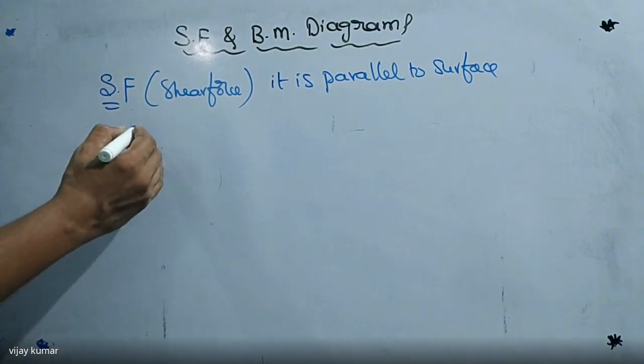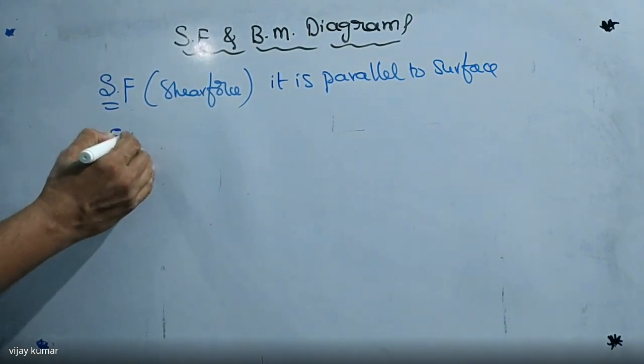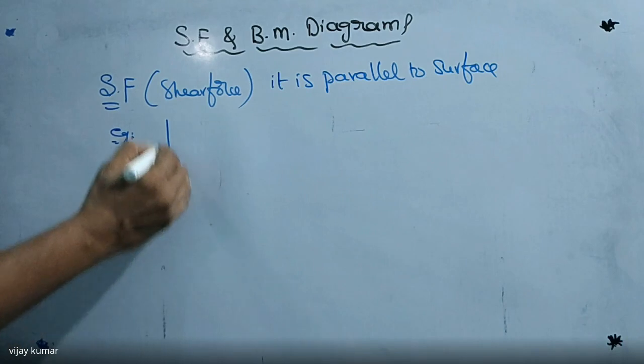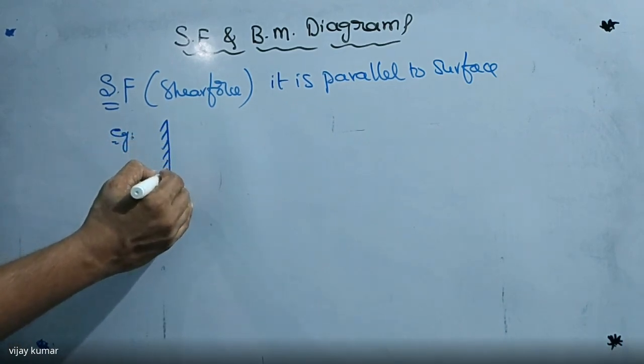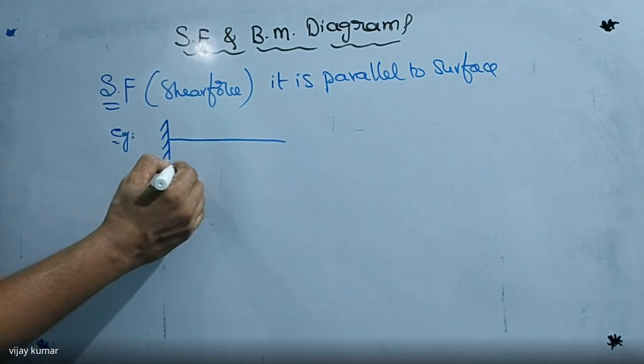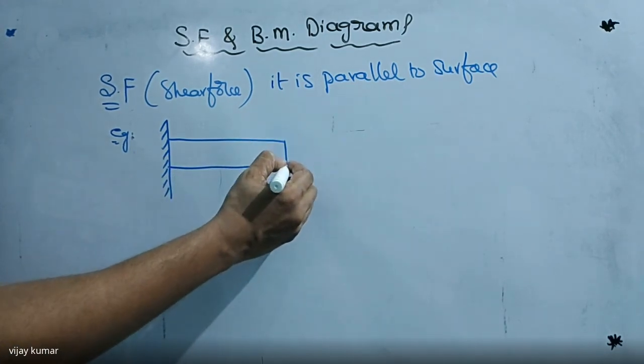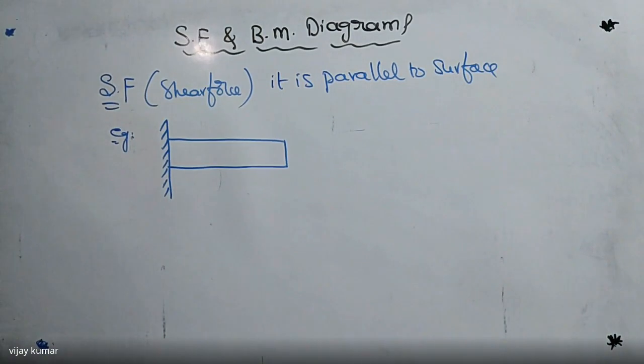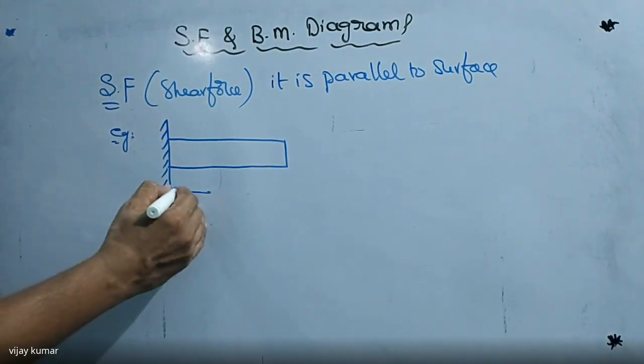For explanation purpose, I am taking one beam here, a cantilever beam. So this is the cantilever beam. Did you get my point? This is the cantilever beam, and this is the length of the beam.